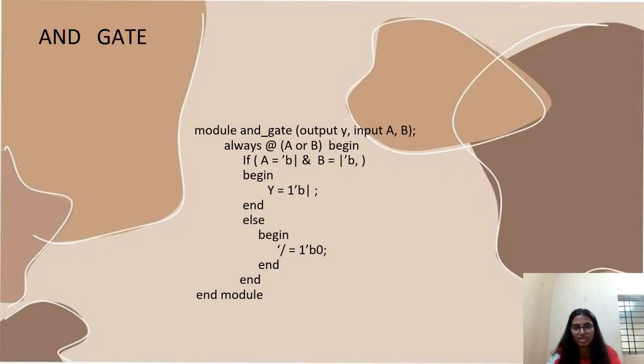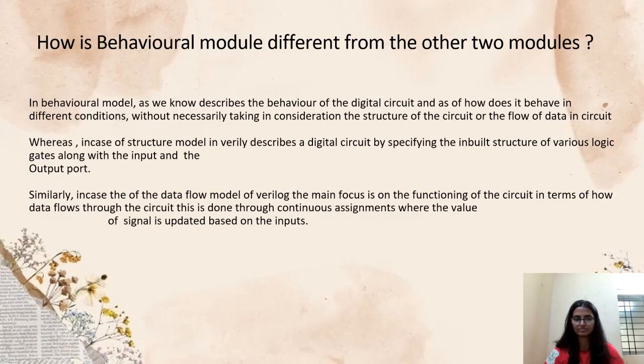Now I'll show you a program for the behavioral model. This is the code for the AND gate, and I'll run the code. Now, I have described what a behavioral model is, what it does, and its structure and everything.